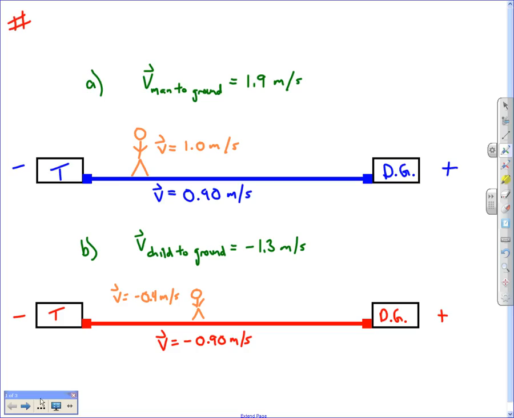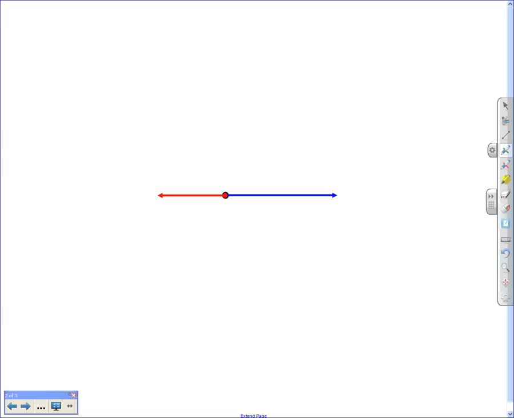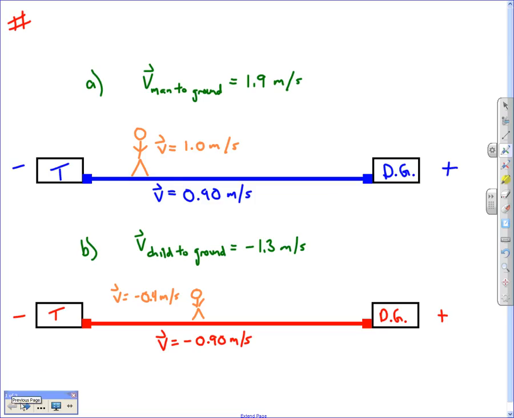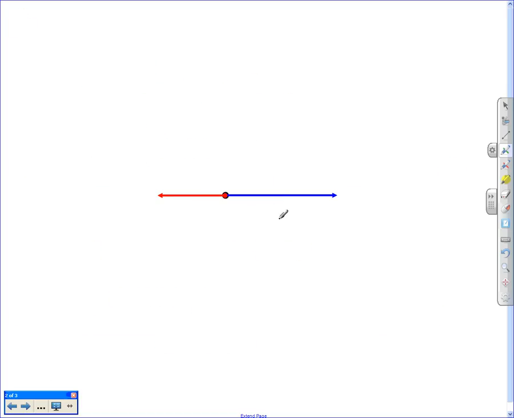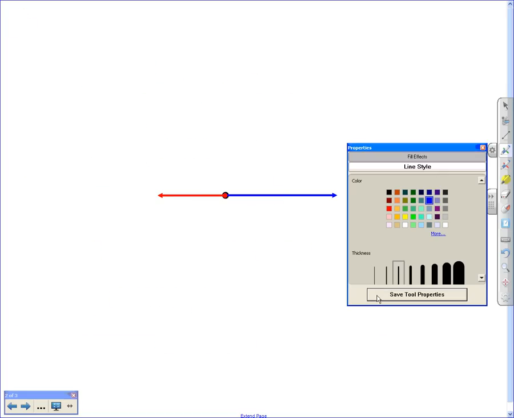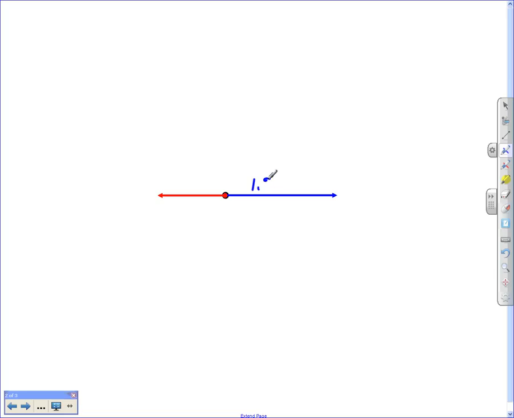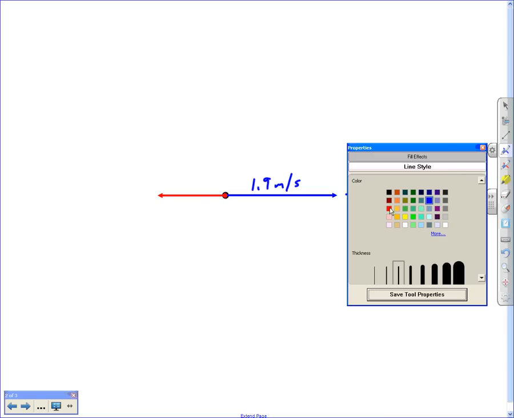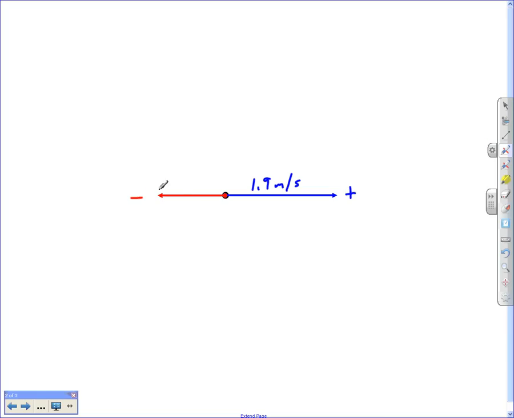To analyze that, now that we have these two vectors relative to the ground, we can look at this side. You'll notice that the man is blue and the child is red. The man's velocity was 1.9 meters per second in the positive direction. And the child was moving in a negative direction, so we're going to put that over here at negative 1.3 meters per second.